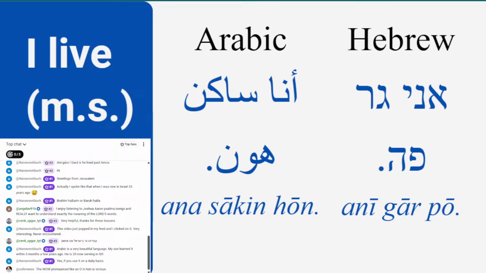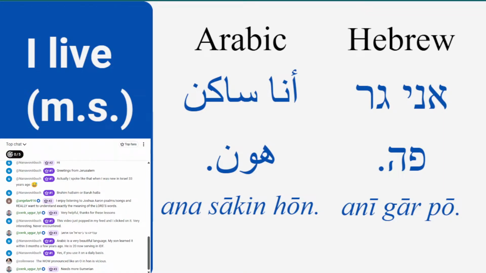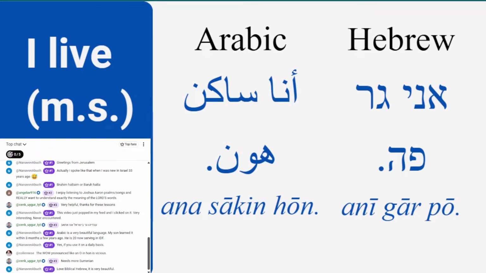Yeah, so Colin, the wow is pronounced like an O in hone. Needs more Sumerian. Yeah. All right. So yeah, the wow pronounced like an O in hone is vicious. And I assume you're meaning just that it's hard to figure out what to do with the vavs and the wows and that kind of thing, right? Yeah. Okay, good. All right.